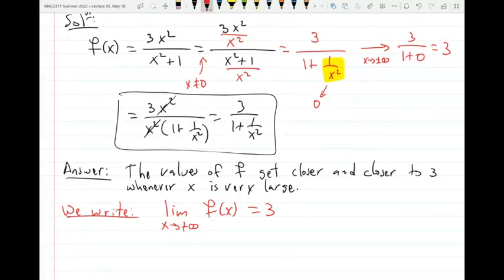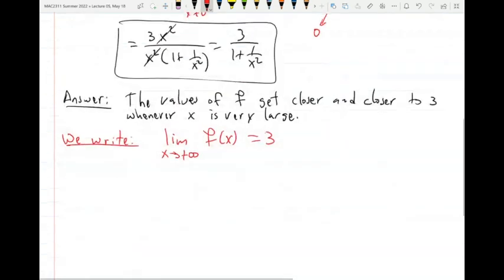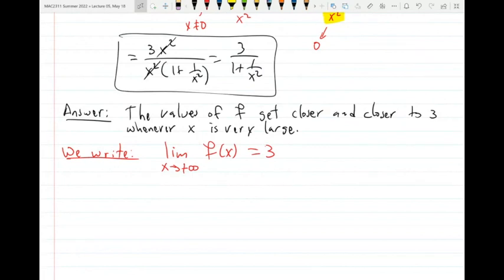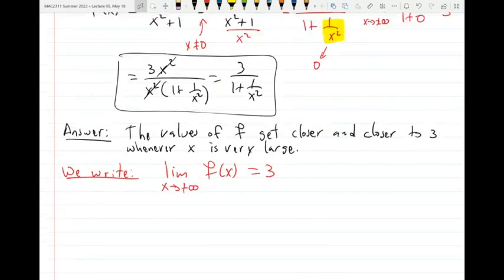All we are saying is, look, the values of this function are getting close to this number whenever the input is very big. That's all we're saying with this. And if we want to go to negative infinity, we'll still say that the answer is 3, right? Because here it didn't matter. Are you okay with this? We call this a limit at infinity.